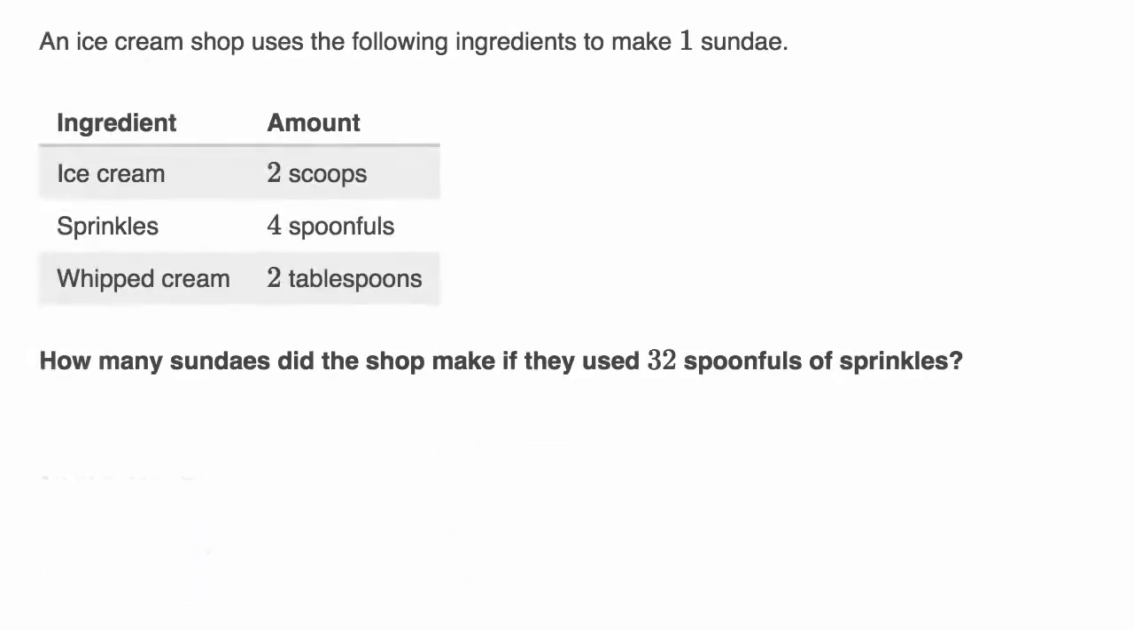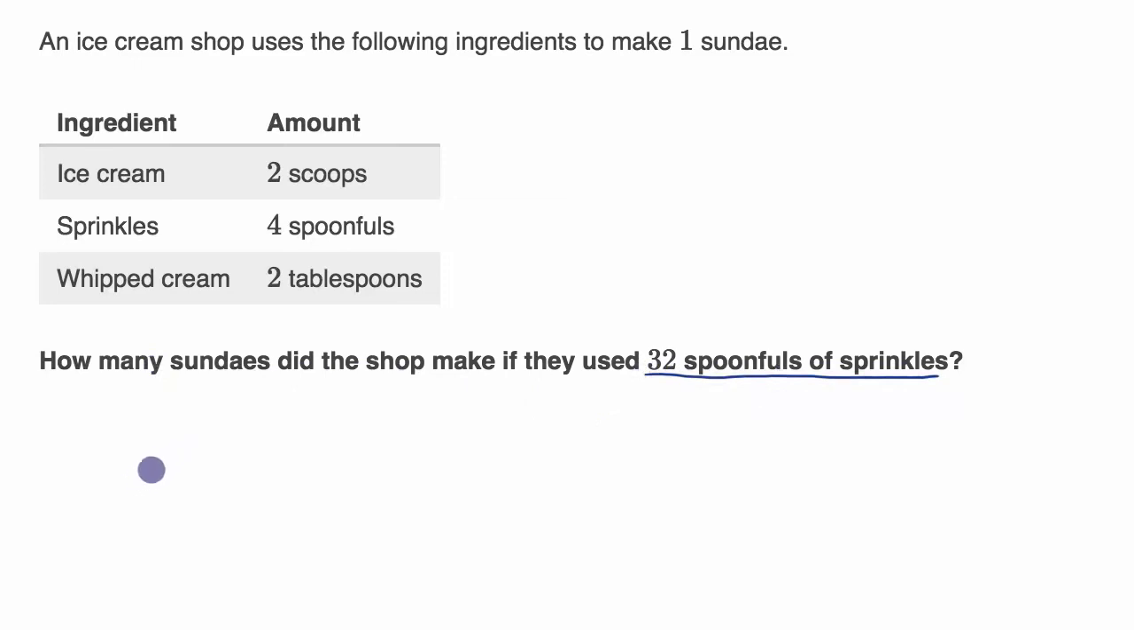So here, we're told an ice cream shop uses the following ingredients to make 1 sundae. So they use 2 scoops of ice cream, 4 spoonfuls of sprinkles, 2 tablespoons of whipped cream. How many sundaes did the shop make if they used 32 spoonfuls of sprinkles? So pause the video and try to think about it.